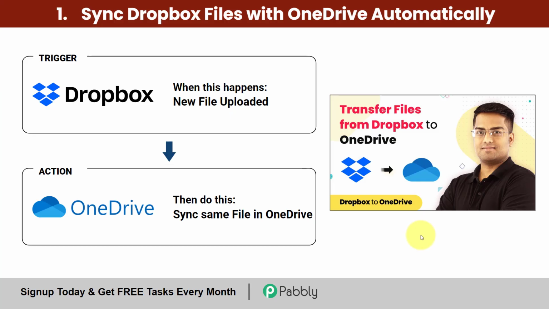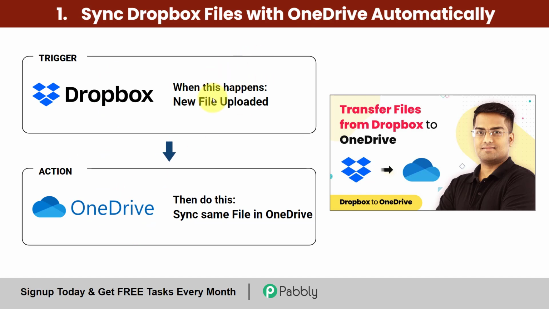So the very first automation idea I have in the list is sync Dropbox files with OneDrive automatically. Dropbox and OneDrive are very popular cloud storage applications, and a lot of people are using both applications for their file storage. Whenever they want to store a file in Dropbox, they will also have to upload the very same file into OneDrive in order to create a backup at both places. But this is really repetitive and very tiresome. So what if I tell you that one can entirely automate this process?